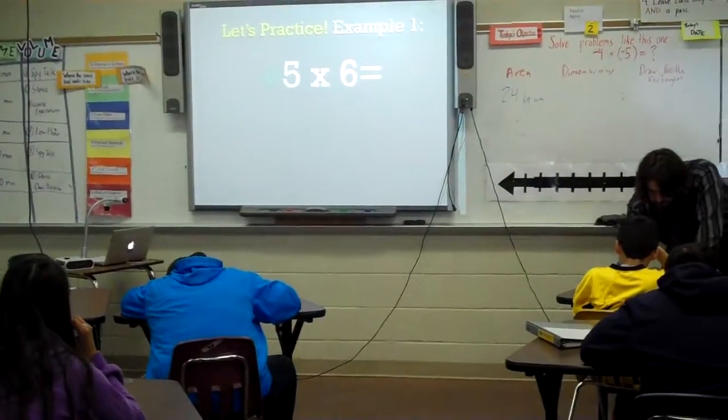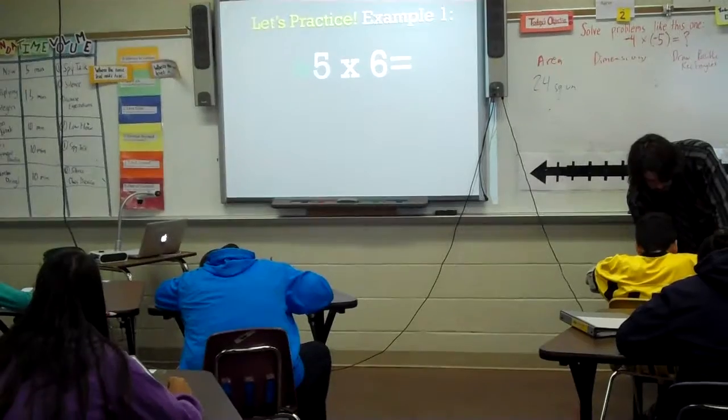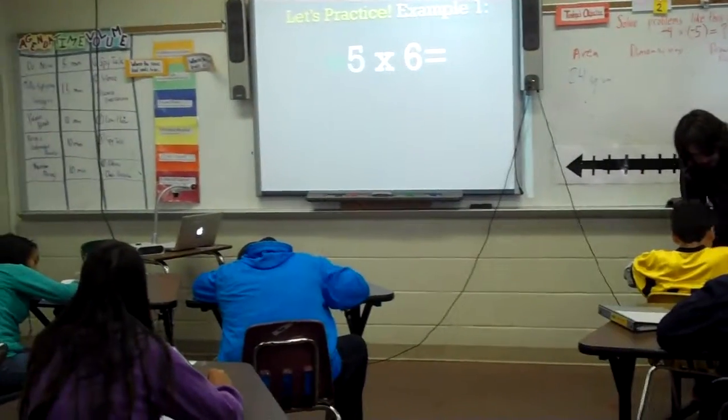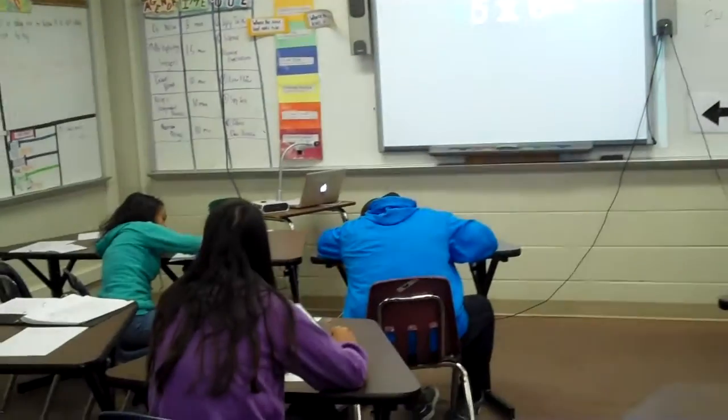Actually, it's an even number, right? One more, there's one more. It's got 3. 4 times 6, 6 times 4. Does order matter?